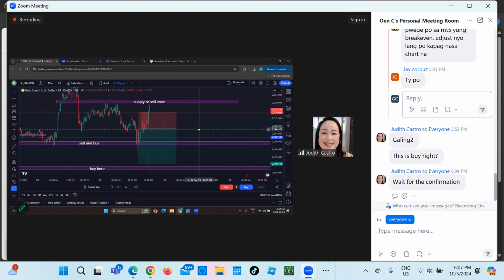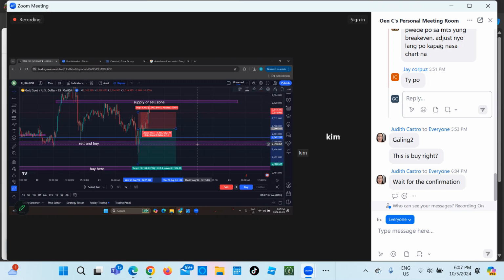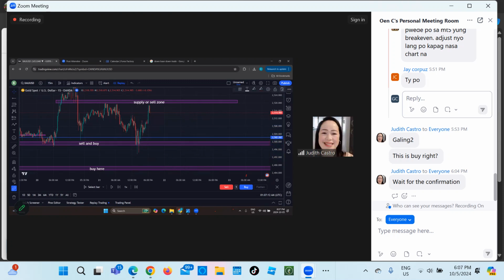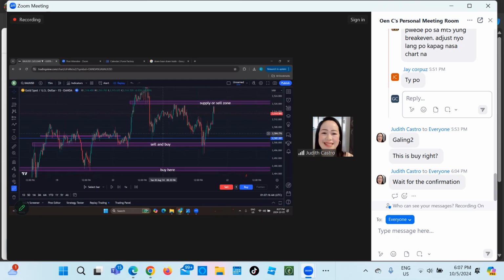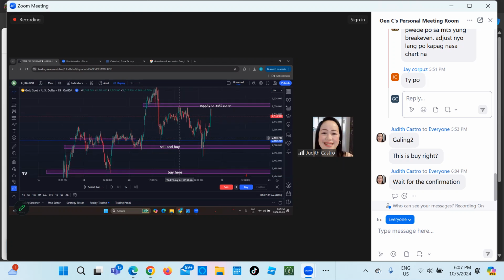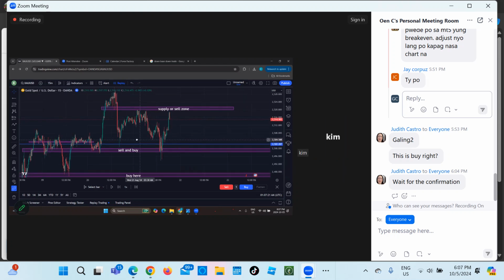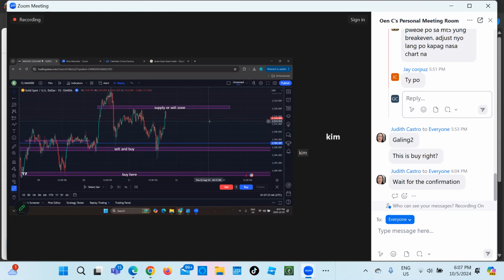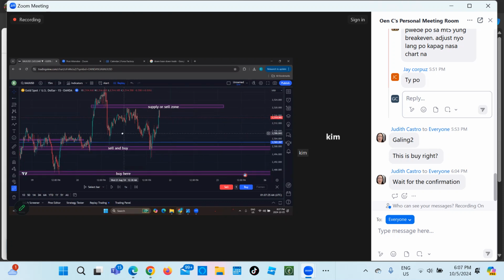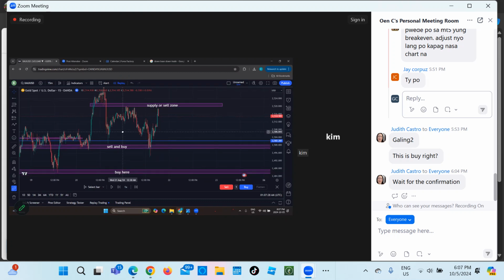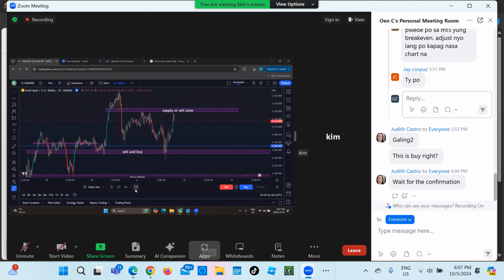So, Kim, you're buying in that area, right? From this area, I would buy and I would buy and sell po this area. So ganun lang. We will have our losers and we will have our winnings. Ganun lang, guys.